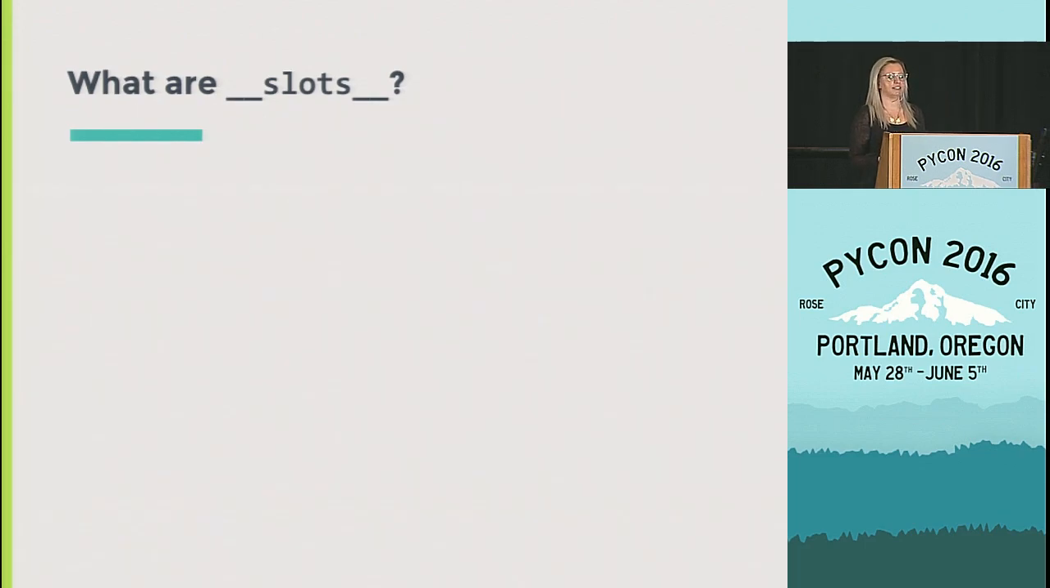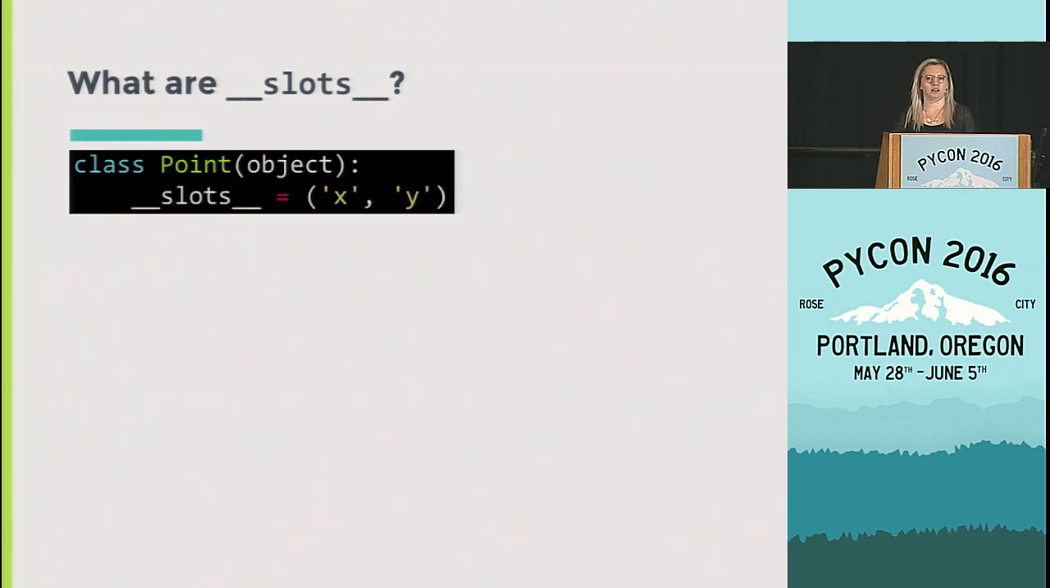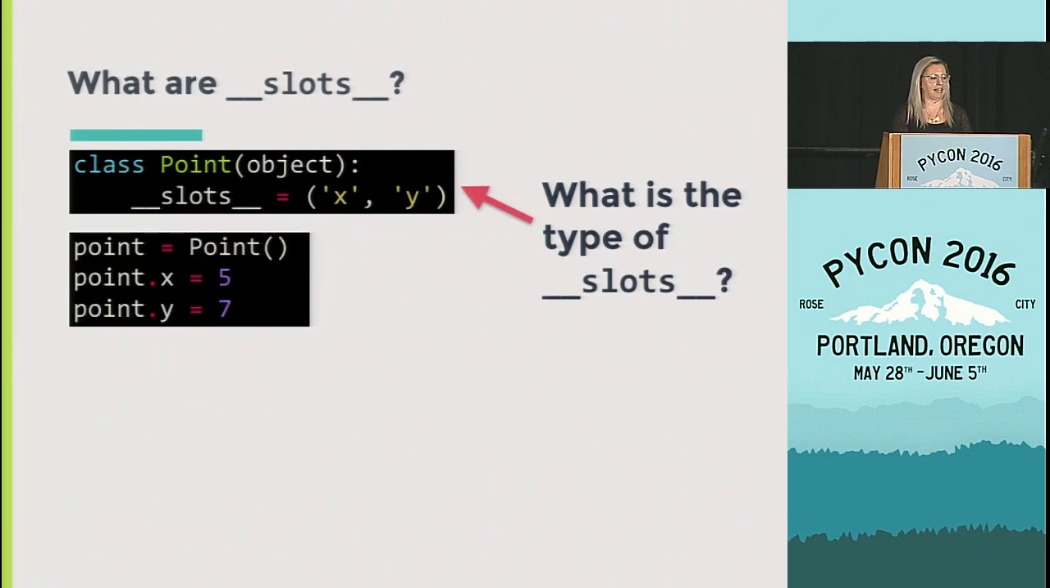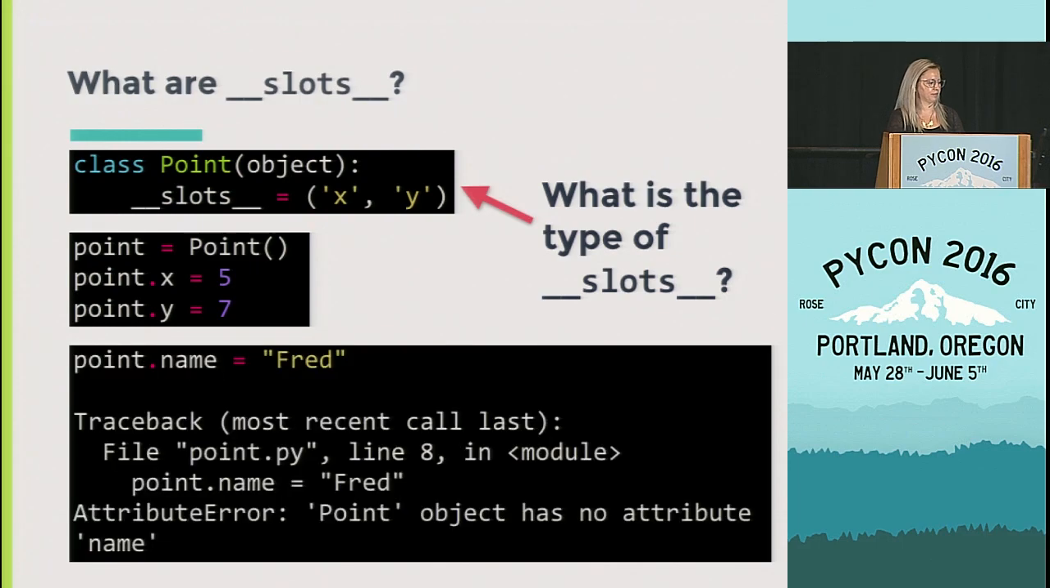We can use slots to emulate this behavior in our own classes. So I have this class Point. I declare the slots to be x and y. What is the type of slots? A tuple. The only attributes we can set on this class are those that we define in slots. So I can set my x and y on an instance of Point, but what happens if I try to assign a name to my point? I'm going to see one of those attribute errors, right? My point doesn't have an internal dictionary.